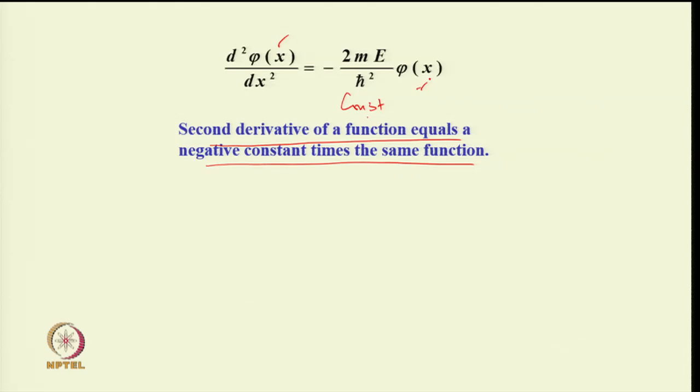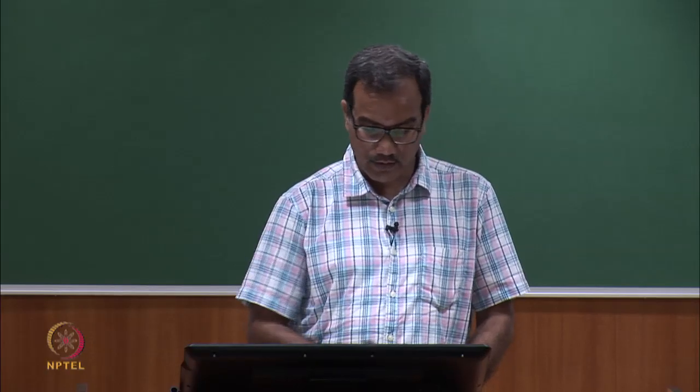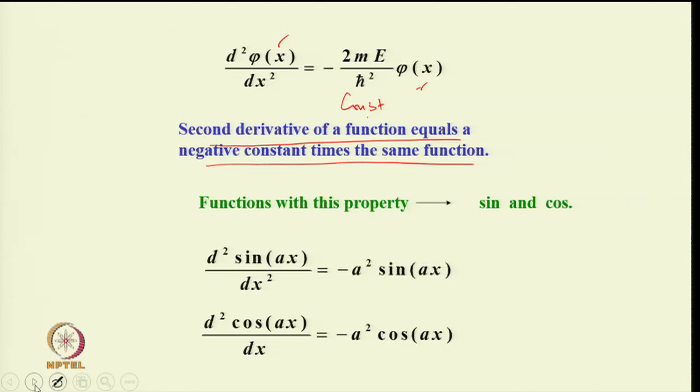If you have this kind of differential equation, it is quite easy to guess what the solution will be. Now, let us think of this. A function with this property can be represented by a sine or cosine function. So, the functions with this property are the sine and cosine functions.